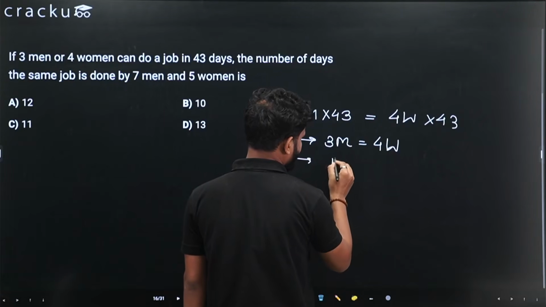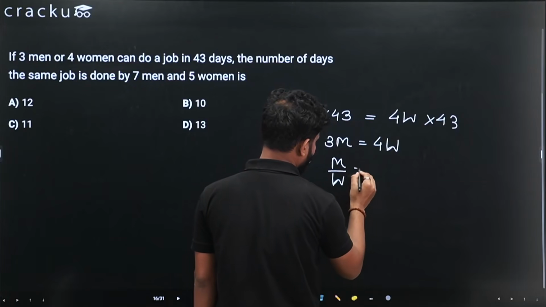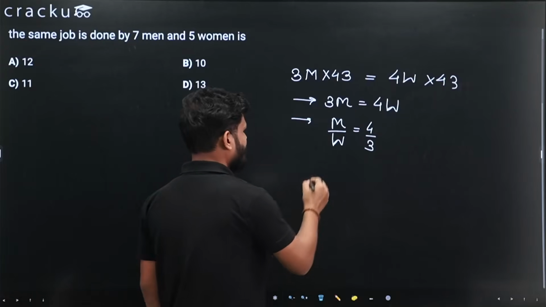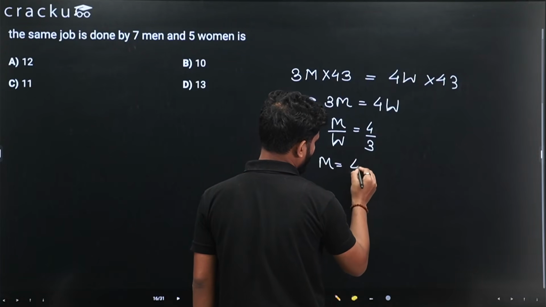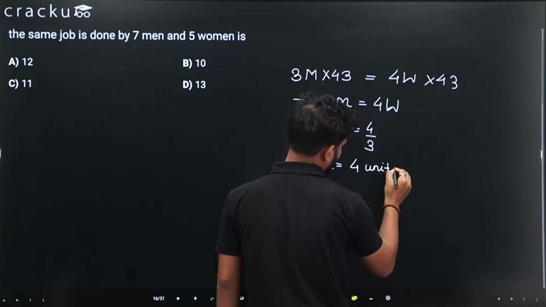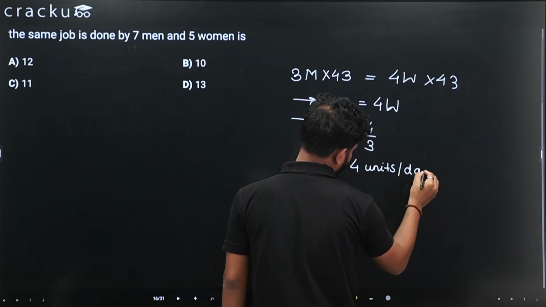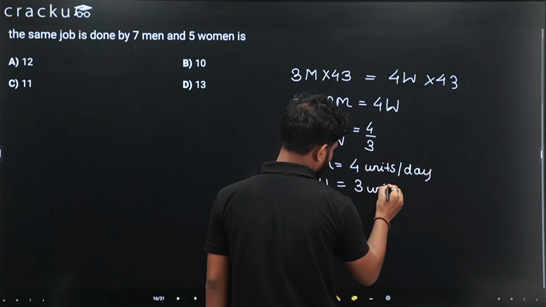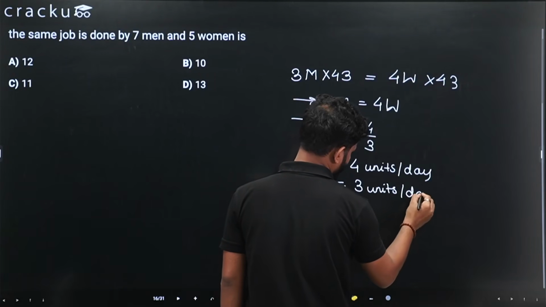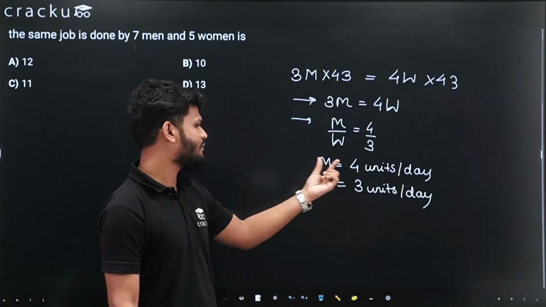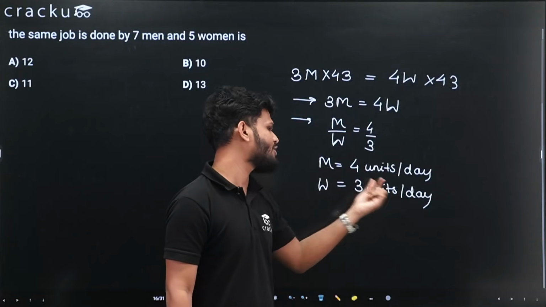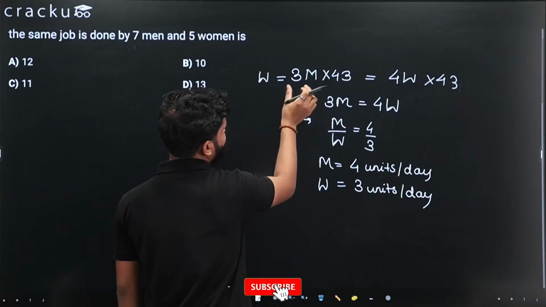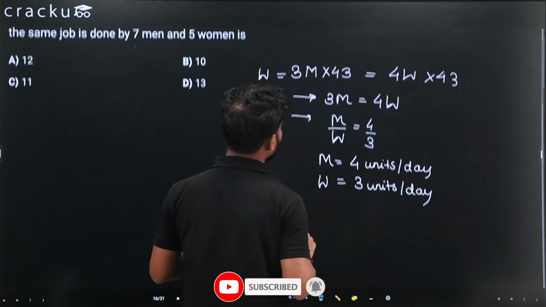So let us say M by W is 4 upon 3. So let us assume for the sake of it that M is 4 units per day, and W is 3 units per day. Now every man does 4 units per day, every woman does 3 units of work per day. And how much is the total work? Total work is either 3M into 43 or 4W into 43.